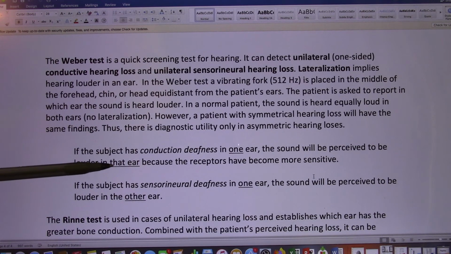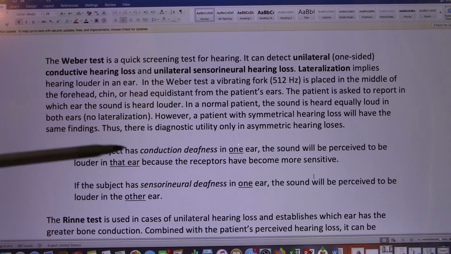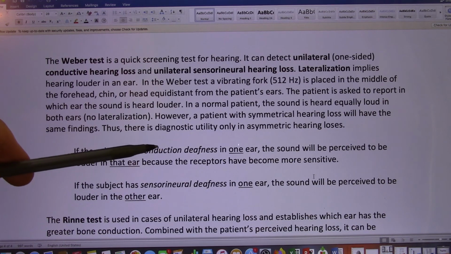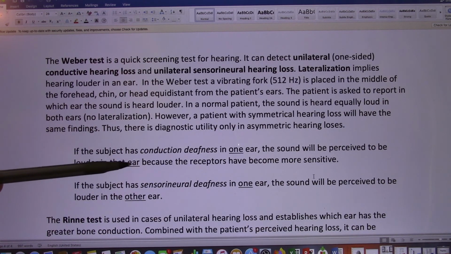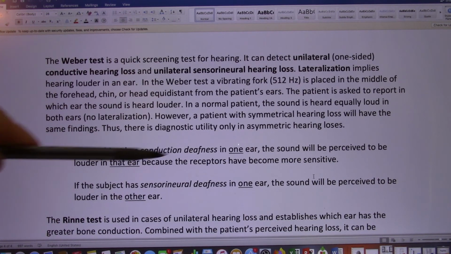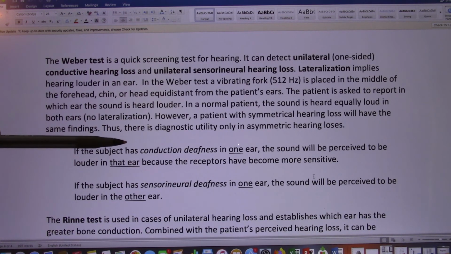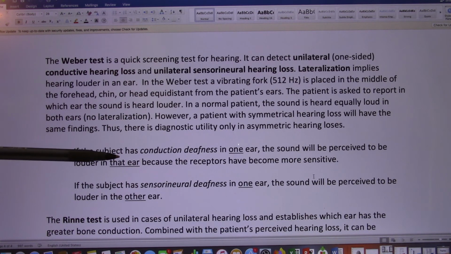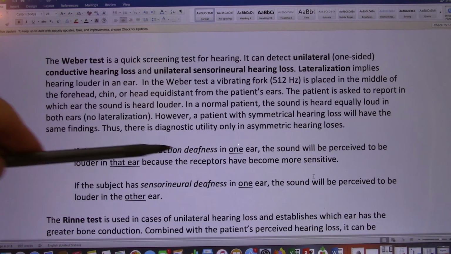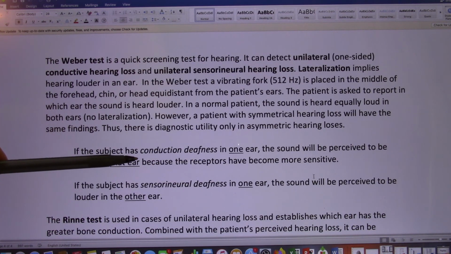You might ask why. That's because that ear's conducting part is like a broken machine, so the neurons have to become more sensitive. That's why that ear actually sounds louder when you put the tuning fork on the forehead. It takes a while to figure this out, but it makes sense because you always try to pick up the sound, and when the conducting part is damaged, the only strategy you have is to make the neuron part more sensitive. If it's sensory neuron deafness, you will perceive it as quieter than the other ear. Okay, so that's the Weber's test.